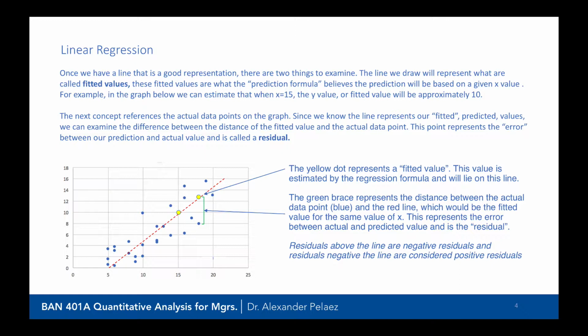So the yellow dots will represent a fitted value. This value is estimated by the regression line and lies directly on the line. The green brace here represents the distance between the actual data point in blue and the red line itself, which would be the fitted value for the same value of x, representing the error between the actual and predicted value, and we call it the residual. Residuals below the line are considered positive residuals, and residuals above the line are considered negative residuals.